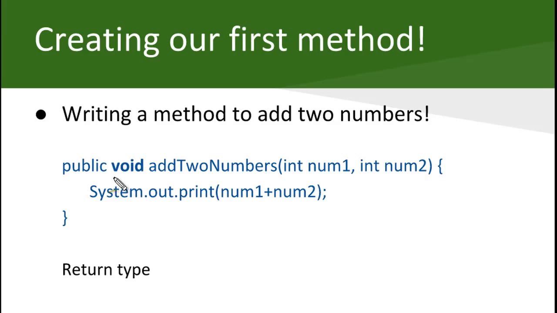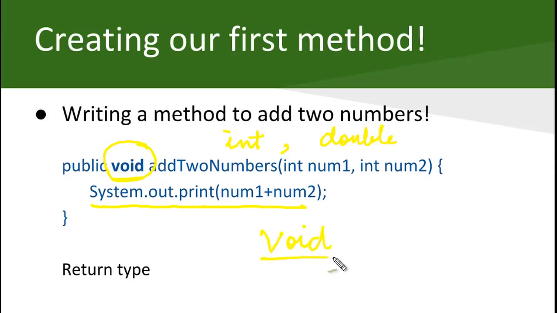The next thing is the return type. This method is printing something, but is the method returning it? This is the part where you specify the return type. If the method is returning an integer, you specify int here. If it is returning a double valued number, you specify double here. But in this case, it is just taking two numbers and printing them. So it is not returning anything. When the method is not returning anything, the return type is void.